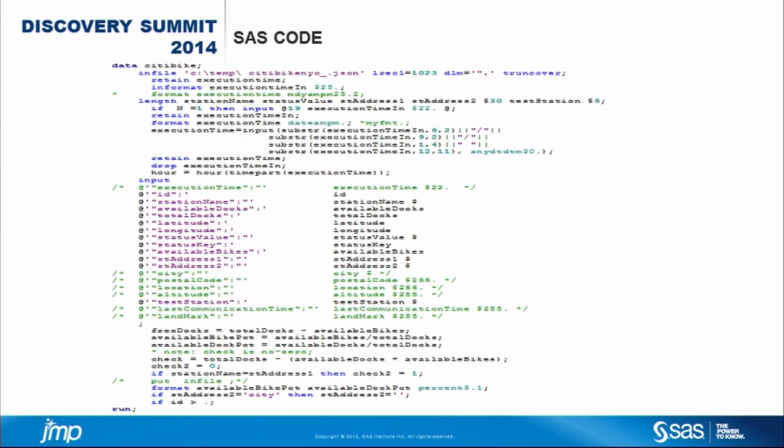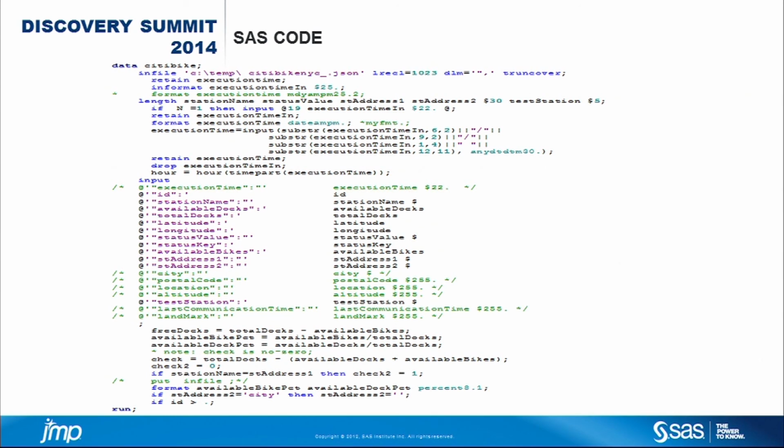Then the other one on the SAS side here is the key value pairs in the JSON string. So we look for the label. We read at the label. We start reading the data right after each label. So we get them rectangular, and then we read key value pairs in the JSON string.